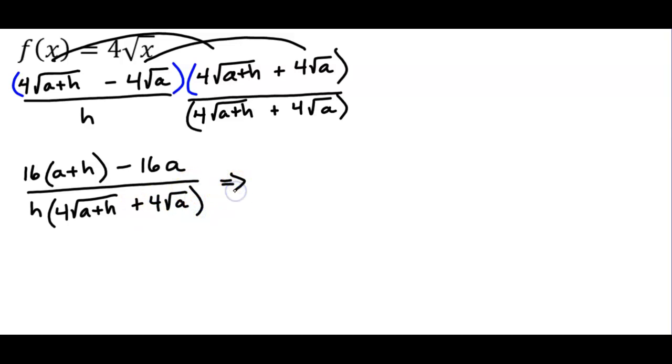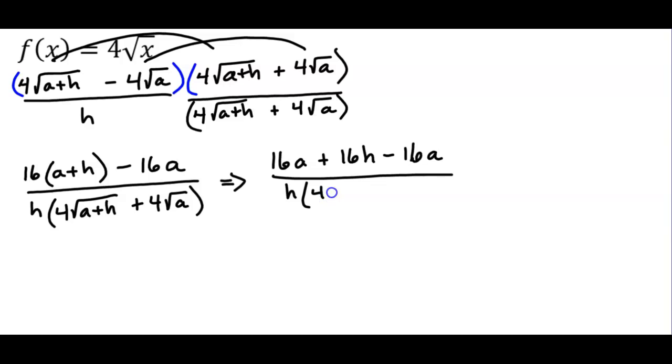And then what happens in the numerator? Well, you're going to have 16a plus 16h minus 16a. Oops, I left out the h. Back up. 16h minus 16a. I need that h. Over h. And then it's 4 square root a plus h plus 4 square root a. And then the 16a's in the numerator, the 16a minus 16a, that cancels out.